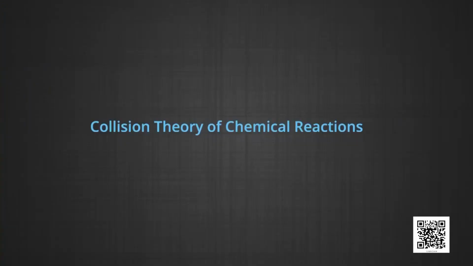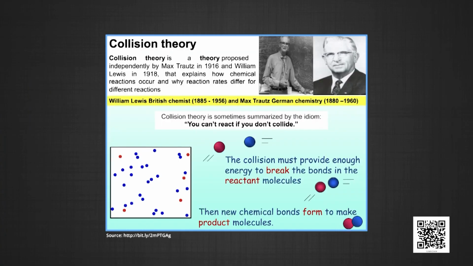Now let us discuss the collision theory of chemical reactions. Though the Arrhenius equation is applicable under a wide range of circumstances, collision theory, which was developed by Max Trautz and William Lewis in 1916 and 1918, provides a greater insight into the energetic and mechanistic aspects of reactions. It is based on the kinetic theory of gases. According to this theory, the reactant molecules are assumed to be hard spheres and the reaction is postulated to occur when the molecules collide with each other.